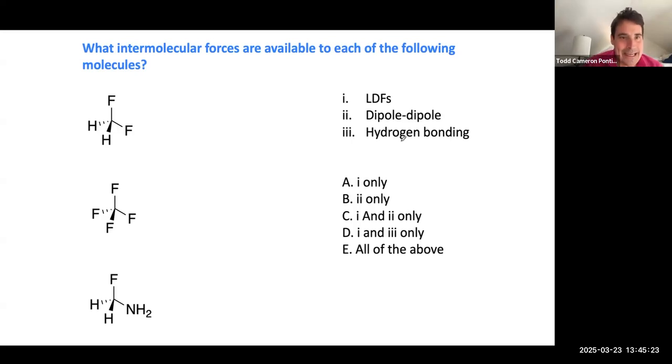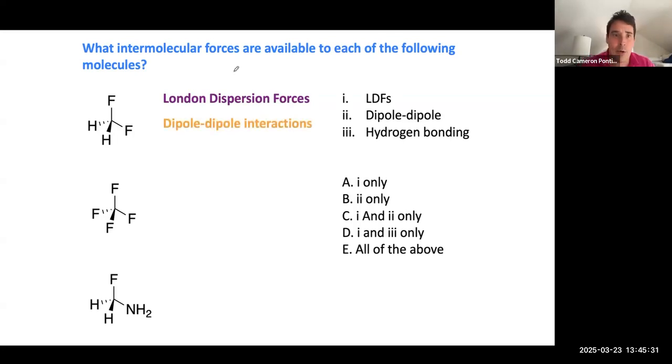The first one is difluoromethane, and it has London dispersion forces. Basically, any molecule will have that. It also has dipole-dipole interactions because you have a partial negative side where the fluorines are, and a partial positive side where the hydrogens are. The fluorine and the hydrogen are not directly bonded to each other, so there is no hydrogen bonding in this particular molecule. This next one, tetrafluoromethane, has London dispersion forces, and that's it.